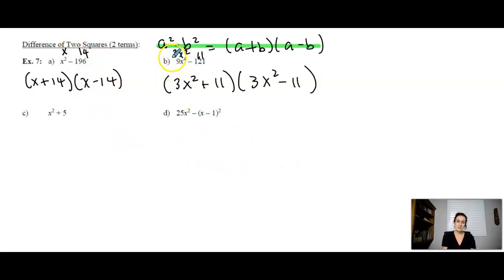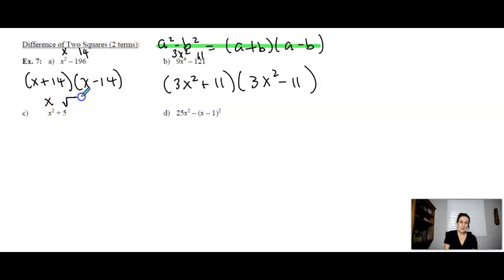Looking at B, 3 times 3 is 9. X squared times x squared is x to the 4th. And 11 times 11 is 121. I have A plus B, A minus B. Looking at C, it's a sum. So it's going to be imaginary. If you wanted to factor this, you could. X times x is x squared.